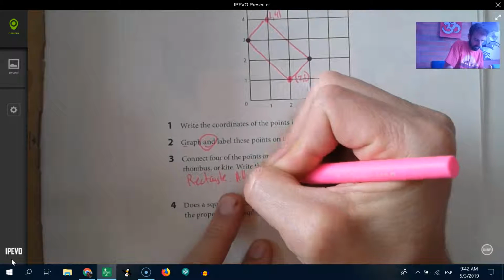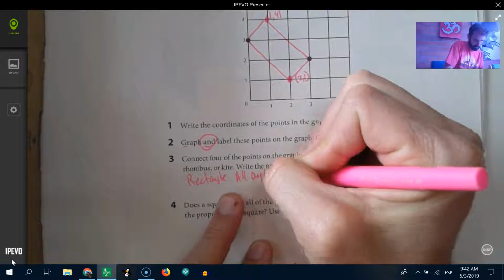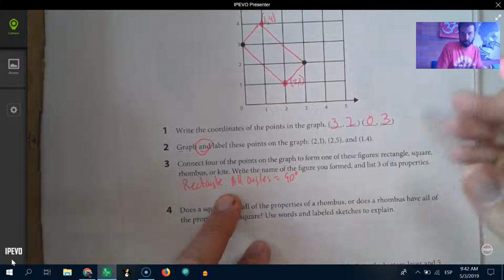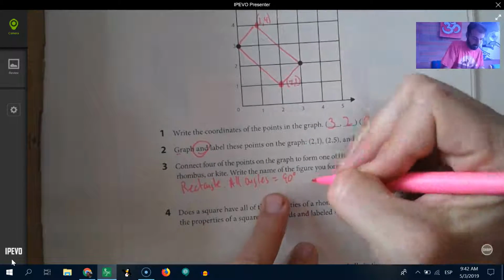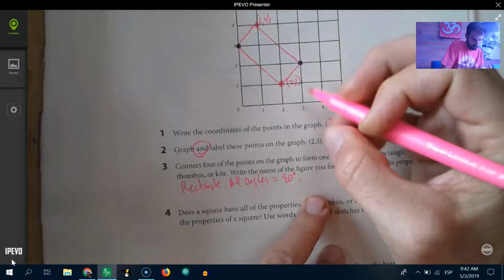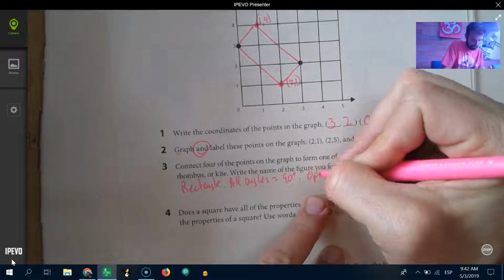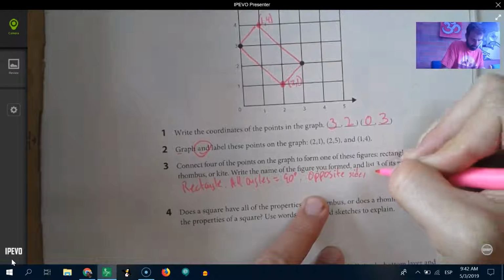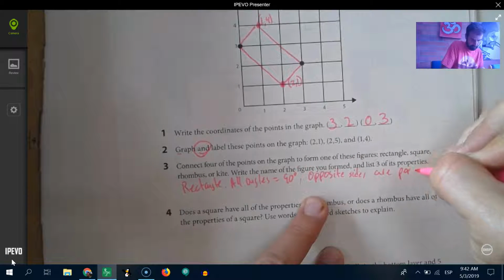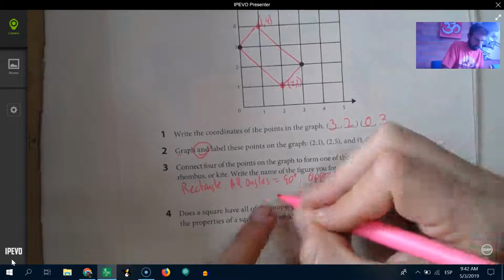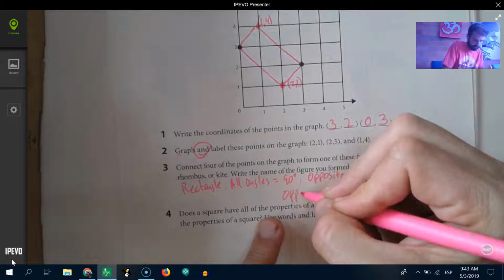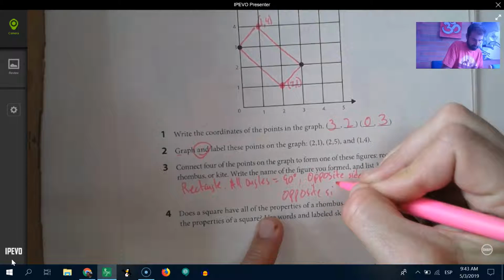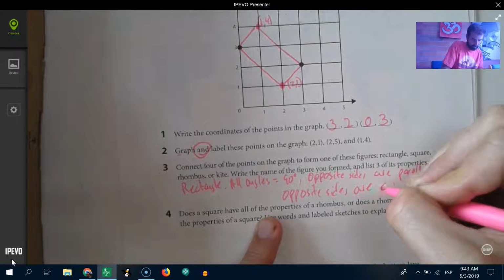All angles equal 90 degrees, or are right. That's 1. 2, opposite sides are parallel. 3, opposite sides are congruent.